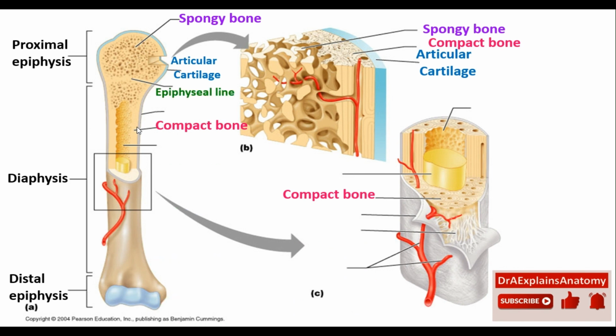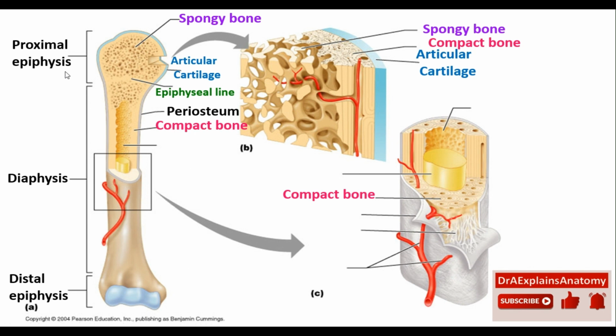In the epiphysis, we have a line. This is called the epiphyseal line. So that is the epiphyseal line, which replaces the epiphyseal growth plate. It's a plate of cartilage that ossifies and turns into the epiphyseal line. So the epiphyseal line is in the epiphyseal part of the bone.